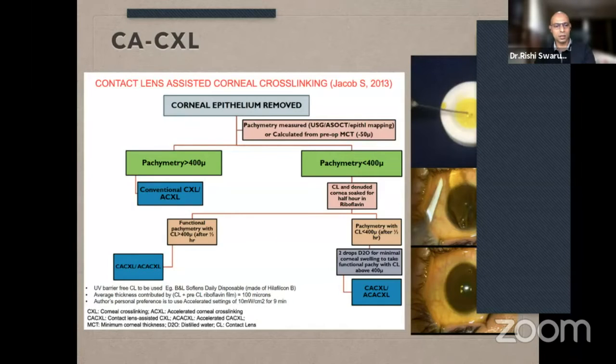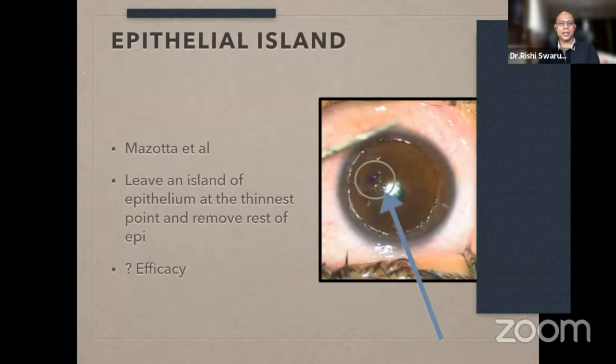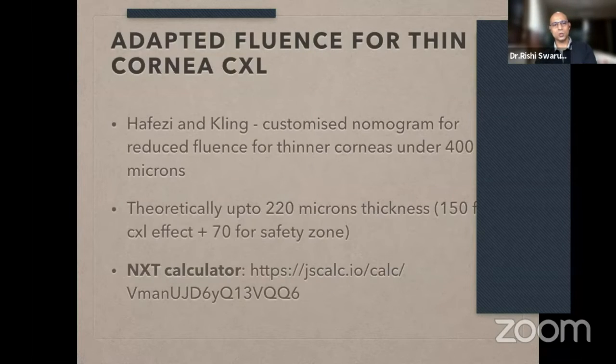This is the protocol for contact lens assisted crosslinking from Dr. Agarwal's group, and they use specialized contact lenses which are not UV blocking. So some literature is there in evidence of this, but there's also literature showing that it doesn't work as well. This is the picture showing that epithelial island being left behind at the thinnest point, but again, it has questionable efficacy. So adapted fluence is what I like to use.